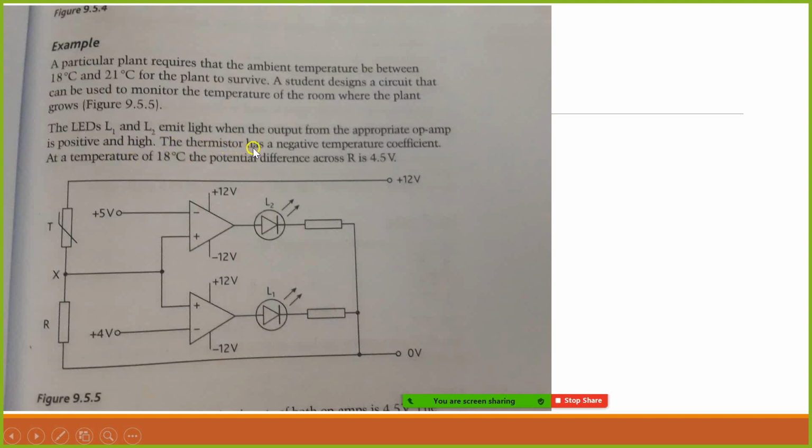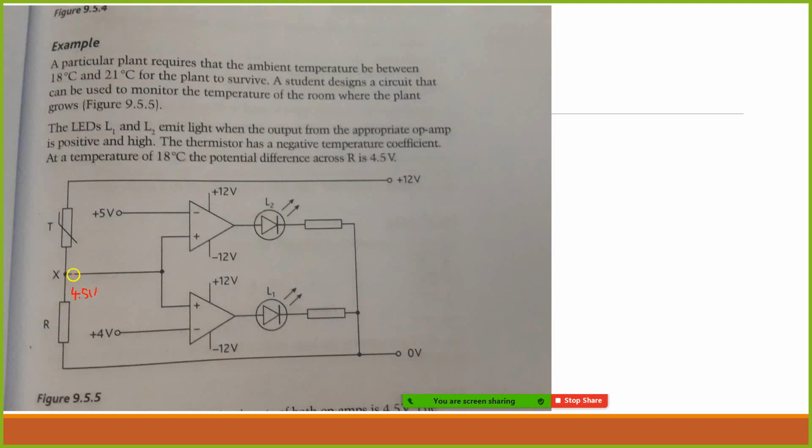It says here that the thermistor has a negative temperature coefficient. At a temperature of 18 degrees Celsius, the potential difference across R is 4.5 volts. So let's see what's going on here, guys. Let's look at it and see which one of these lights will be turned on. When the temperature is at 18 degrees, it just told us that the voltage across R is going to be 4.5 volts.